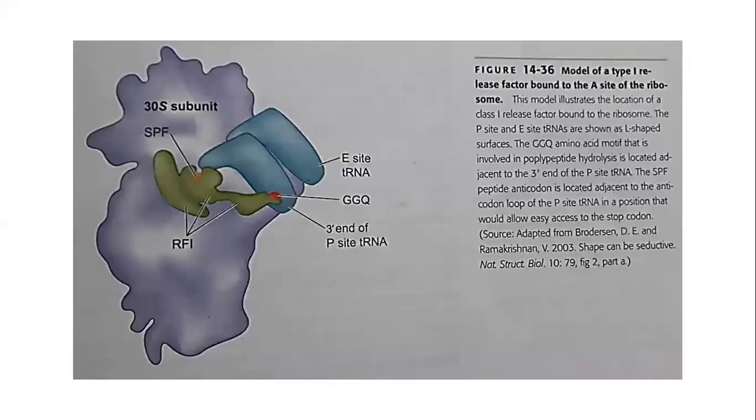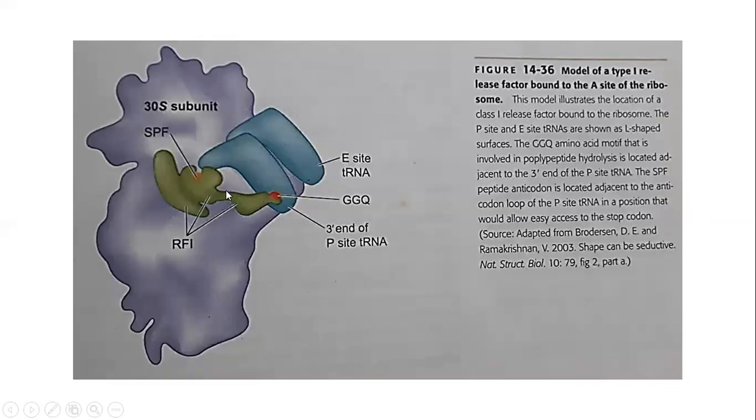So this is the structural model of the class 1 release factor bound at the A site of the ribosome small subunit. This model illustrates the location of the class 1 release factor bound to the ribosome. The P site and E site tRNAs are shown as L-shaped surfaces, and the GGQ amino acid motif that is involved in the polypeptide hydrolysis is located adjacent to the 3' end of the P site tRNA.